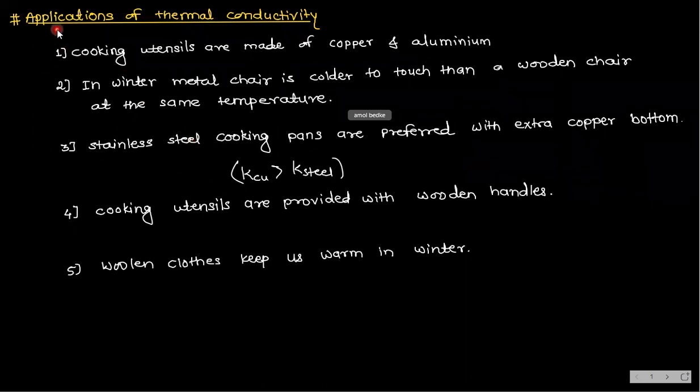So, in today's class we will see applications of thermal conductivity. First, cooking utensils are made of copper and aluminium. Why? Because they have more thermal conductivity. In winter, a metal chair is colder to touch than a wooden chair at the same temperature. Stainless steel cooking pans are fitted with an extra copper bottom. Why? Because the coefficient of thermal conductivity of copper is greater than that of steel.